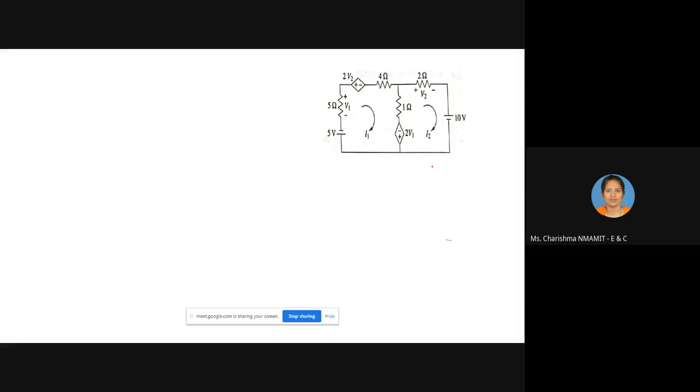So what is V1 here? V1 is the voltage across this 5 ohm resistor, through which the mesh current I1 is flowing. See, this is the mesh current.